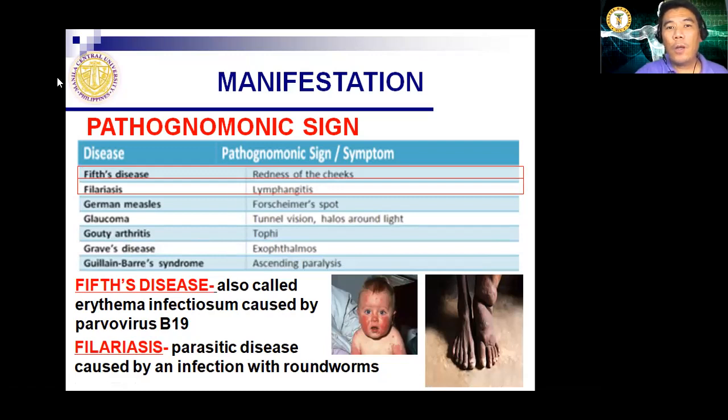Okay? When we talk about filariasis, this is the picture. This is different from elephantiasis, but however, in the filariasis, this is still caused by the problem with the virus, and usually this is carried also by the reservoir, the mosquito. So the virus will cause the inflammation of the lymph nodes. So that's why most of the pathognomonic sign is lymphangitis.